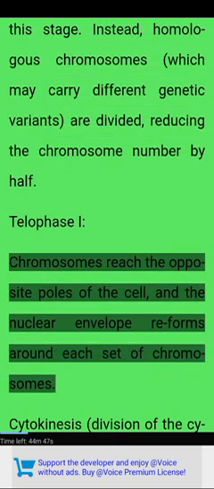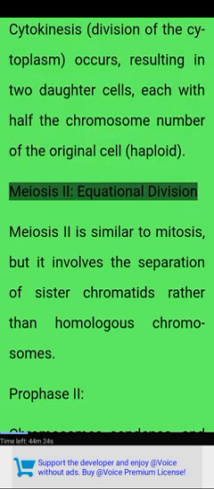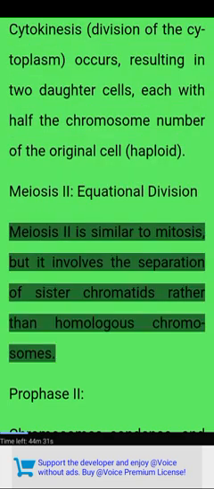Telophase I. Chromosomes reach the opposite poles of the cell, and the nuclear envelope reforms around each set of chromosomes. Cytokinesis, division of the cytoplasm, occurs, resulting in 2 daughter cells, each with half the chromosome number of the original cell, haploid. Meiosis II, equational division. Meiosis II is similar to mitosis, but it involves the separation of sister chromatids rather than homologous chromosomes.